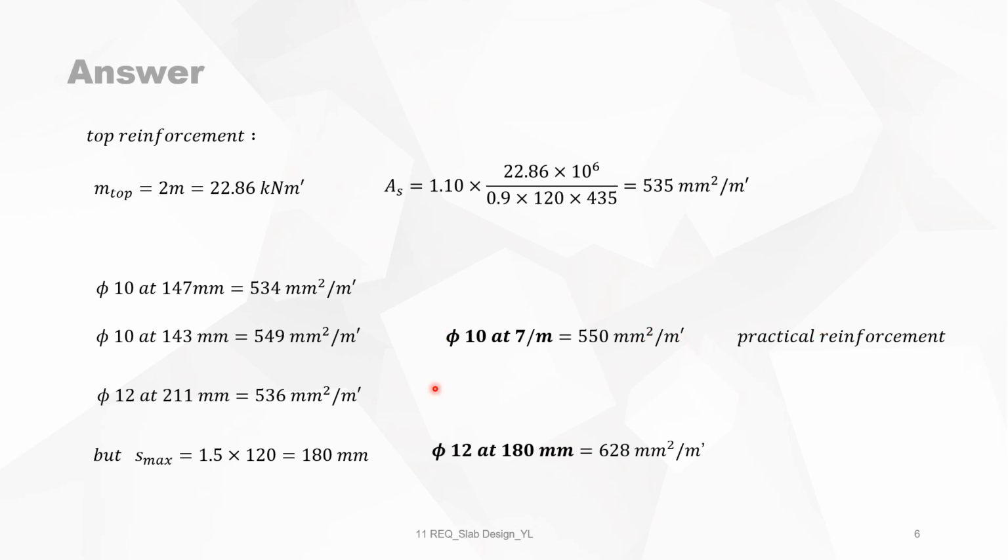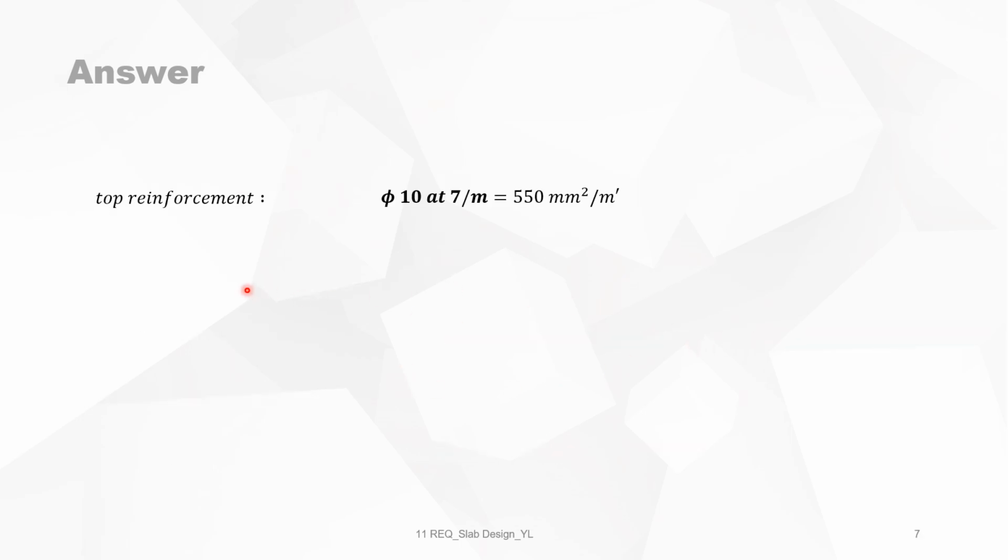And this is then the practical reinforcement. So top reinforcement is diameter 10, 7 per meter. And the bottom reinforcement is a diameter 6, 10 per meter.